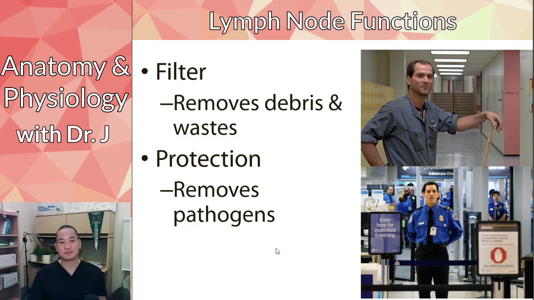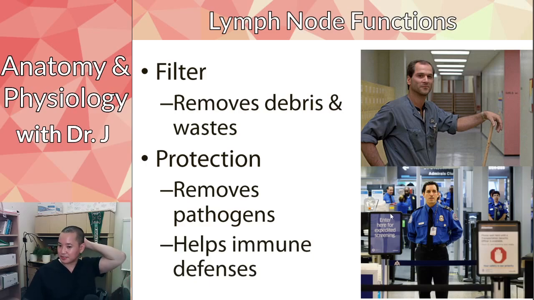So this is why when you have an infection in an area, say that virus or pathogen ends up in a lymph node, what can that trigger? That can trigger an immune response. That can cause the immune cells in that lymph node to multiply. And by multiplying, that's going to cause that lymph node to swell. So it also helps your immune defenses.